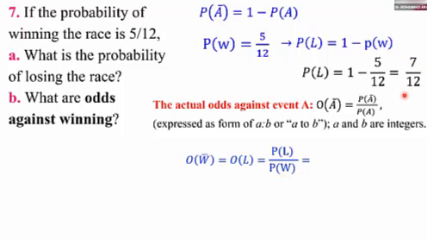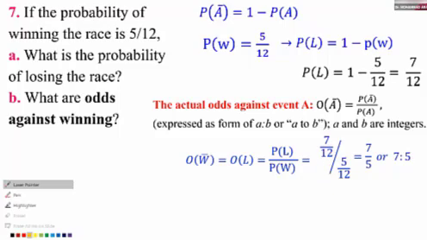This is 7 over 12. That was 5 over 12. This is a complex fraction. 12 cancels out the 12. You get 7 over 5. And you can leave it as that, or you can say 7 to 5 like this.